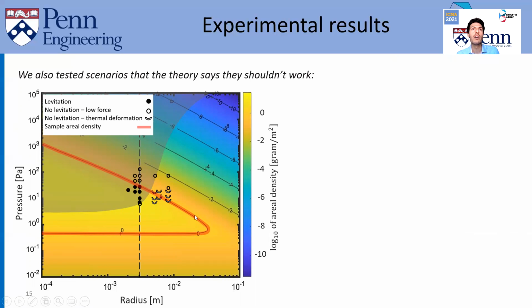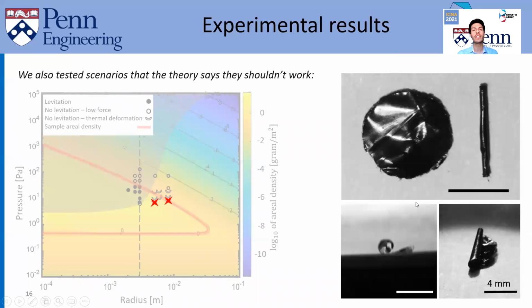The other type of not being able to see levitation is thermal deformation. There are pressure ranges and radii that create this thermal deformation in the sample. The samples would deform before they actually experience enough force to lift off. And you can see those points on the plot with the half circles here. I show you 2 of the examples here, and you can see indeed that the samples deform. Apologies. You can see that the samples deform under such conditions, and they will not be able to levitate.